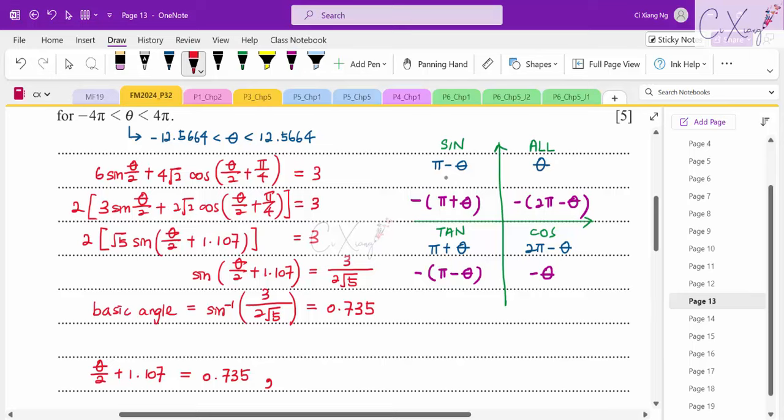After that, we go to the second quadrant. In this second quadrant, is sine still positive? I'm looking for sine positive again. Yes. So to get an answer from this quadrant, you have to take pi minus theta. If you take pi minus theta, by right you should have 2.406. So you take pi minus the basic angle that we got just now, 0.735, and you get 2.406.